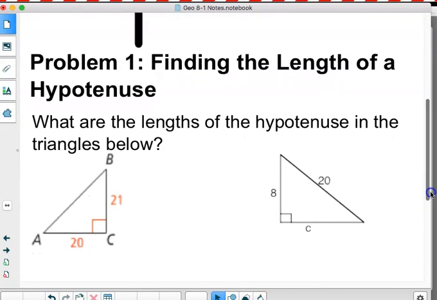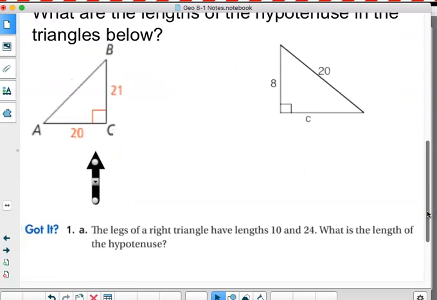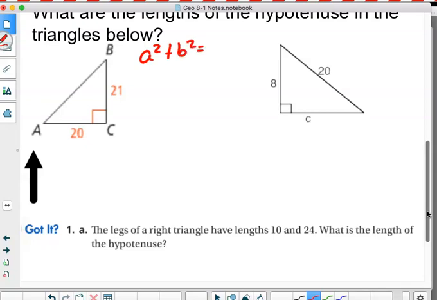So, finding the length of the hypotenuse. What are the lengths of the hypotenuse in the triangles below? So I've got my two legs, all right? So let's check those out. Let's put my arrow over the side, and my Pythagorean theorem, a squared plus b squared equals c squared. Now I'm going to plug in 21 squared plus 20 squared. And I could have done that in any order, okay?